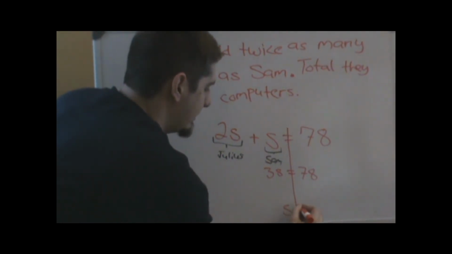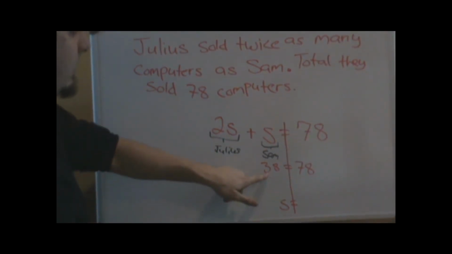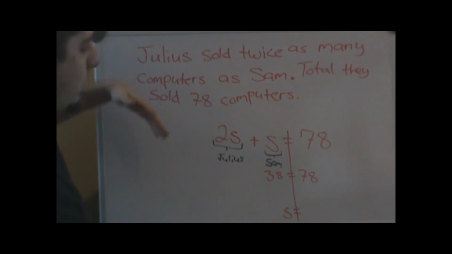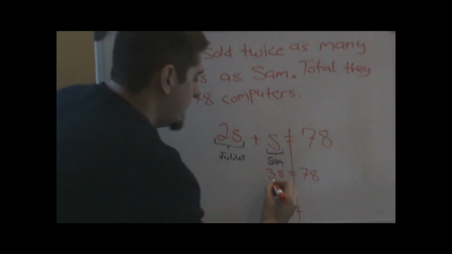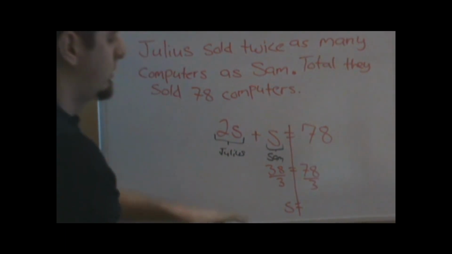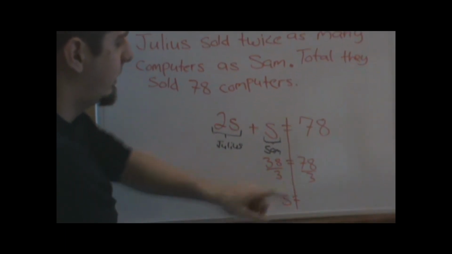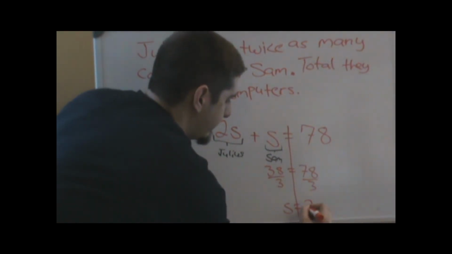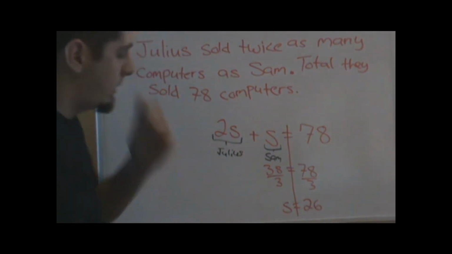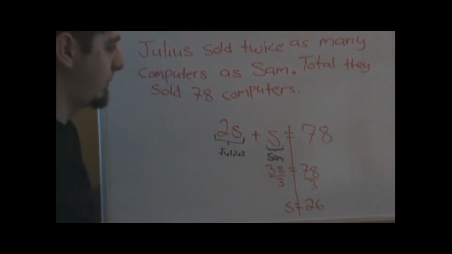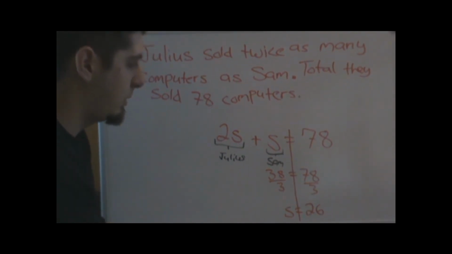If I want to know what s equals, I have to get rid of that 3, which is being multiplied by s. So I'm going to get rid of a 3 that's being multiplied. I will divide both sides by 3. So on the left side I get s, and on the right side I get 26. So I know my variable s is equal to 26. Now my variable s represents the number of computers Sam sold.